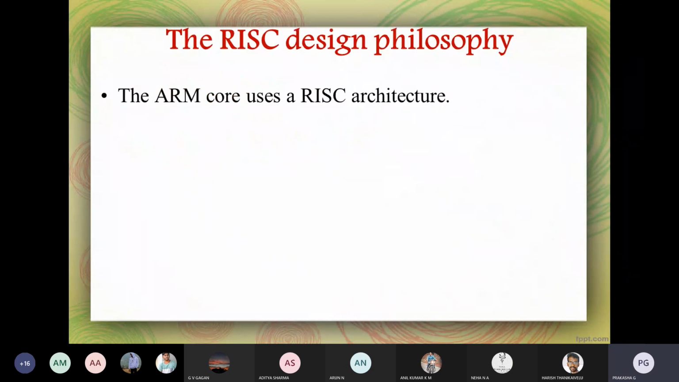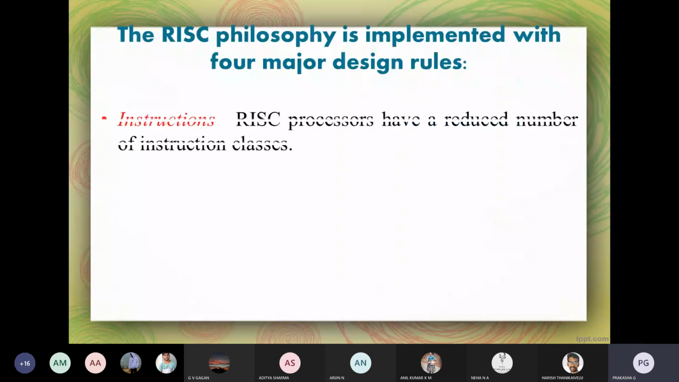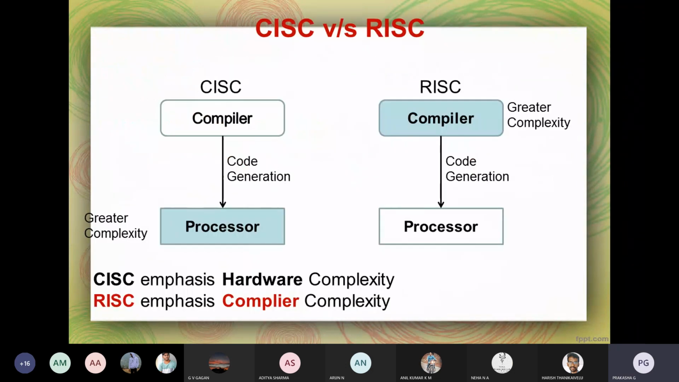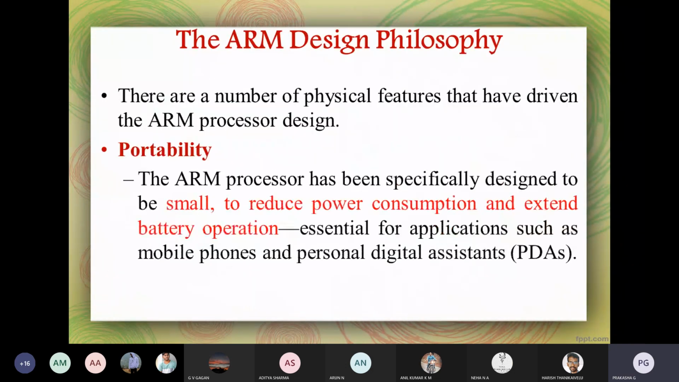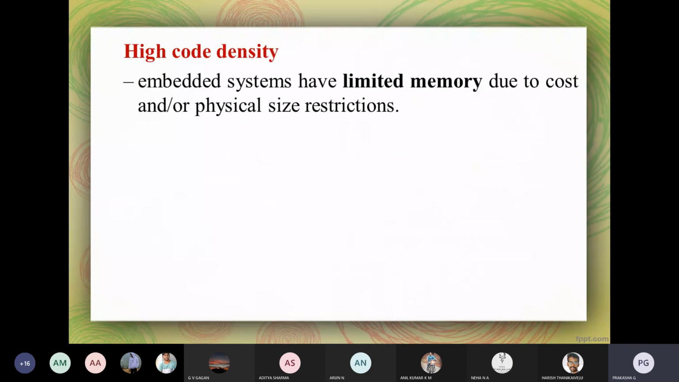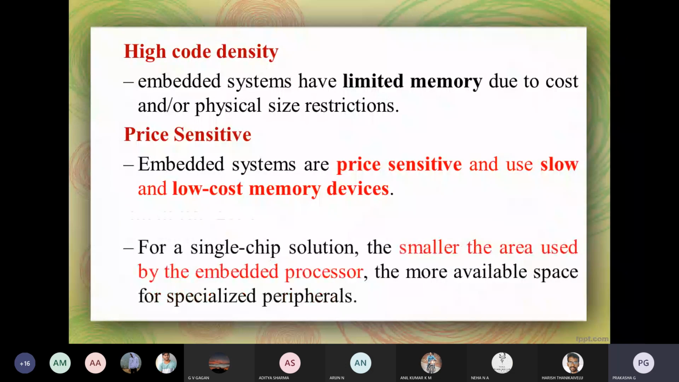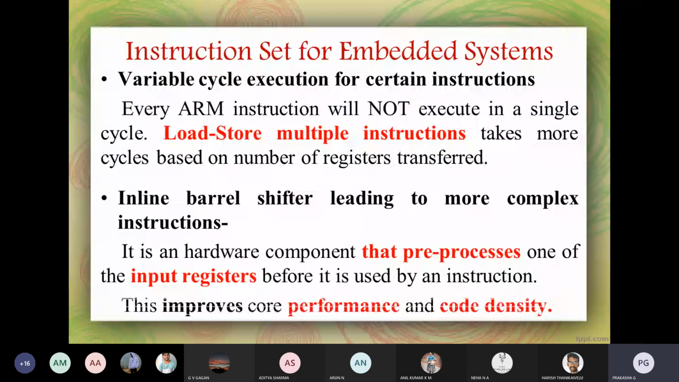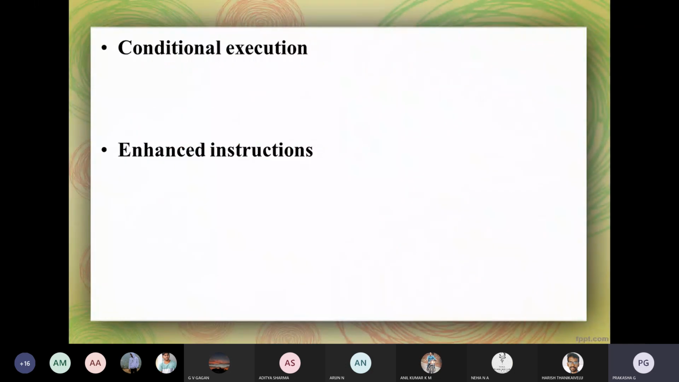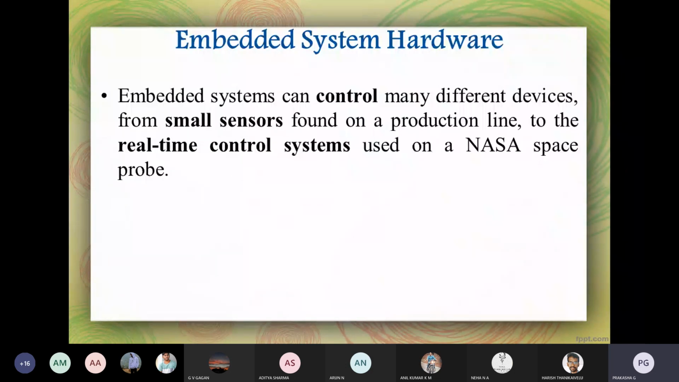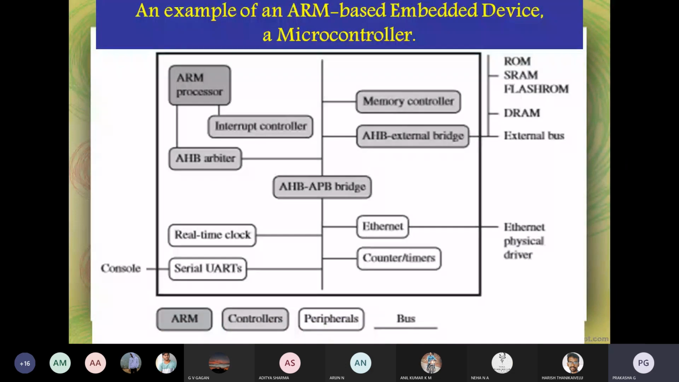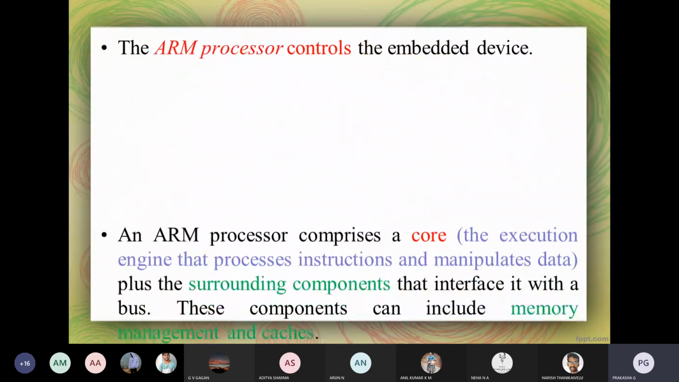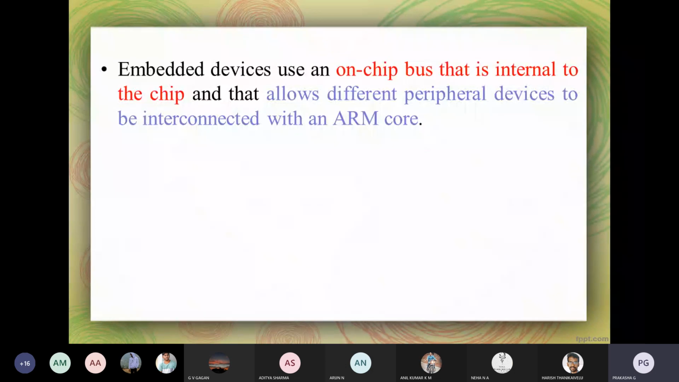1 billion. I already explained this. These things were also explained in the previous class: instruction pipelining, register, load store architecture, complexity and portability, high code density, price sensitive, small die area, variable instruction set, Thumb instruction, conditional execution, enhanced instruction. Because the same thing has been repeated here, I'll just run through these. Last class only I've explained it.